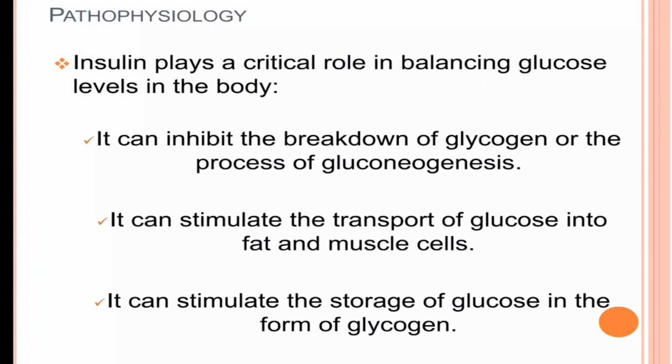In today's class, I will discuss the pathophysiology of insulin. Insulin plays a critical role in balancing the glucose level in the body. It can inhibit the breakdown of glycogen or the process of gluconeogenesis. It can stimulate the transport of glucose into fat and muscle cells. It can stimulate the storage of glucose in the form of glycogen.